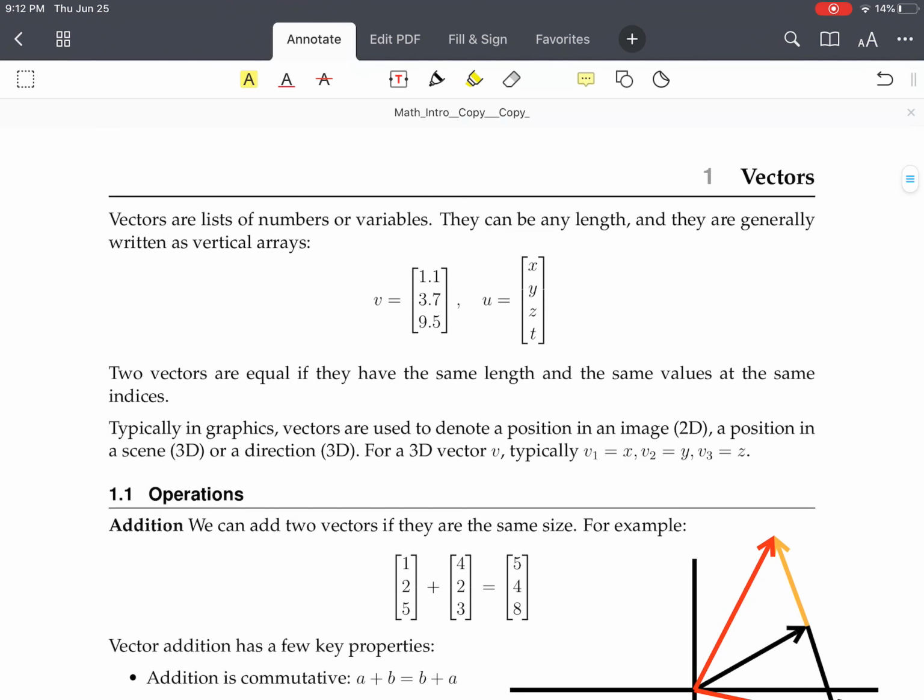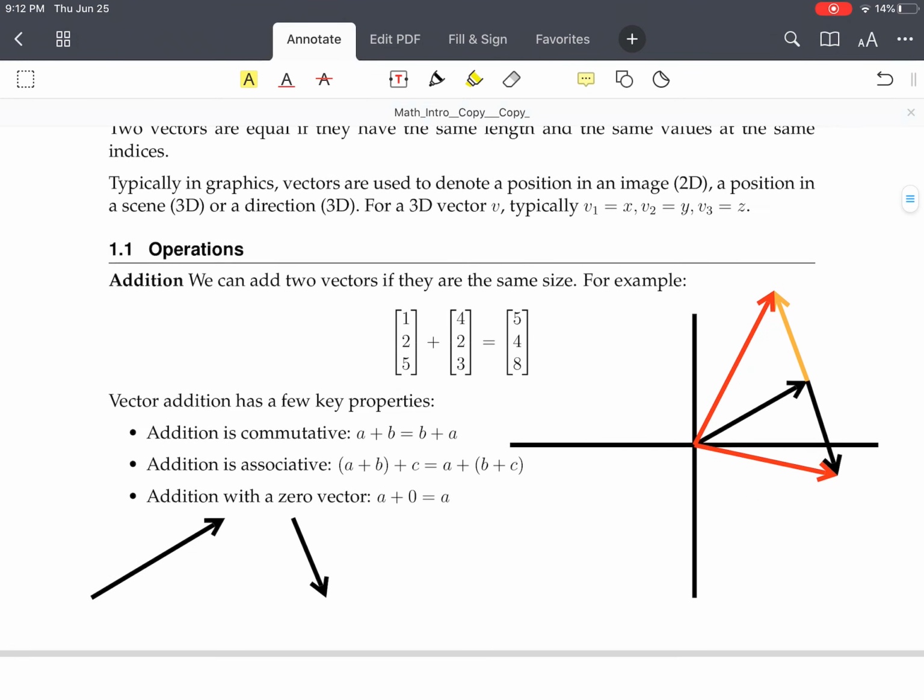And typically in graphics, we'll use vectors for position on an image, which would be a 2D vector, a position in a scene or direction, which would be 3D, and for 3D vectors, typically it would be x, y, z in terms of elements. And we also use vectors sometimes for RGB, so another 3D vector.